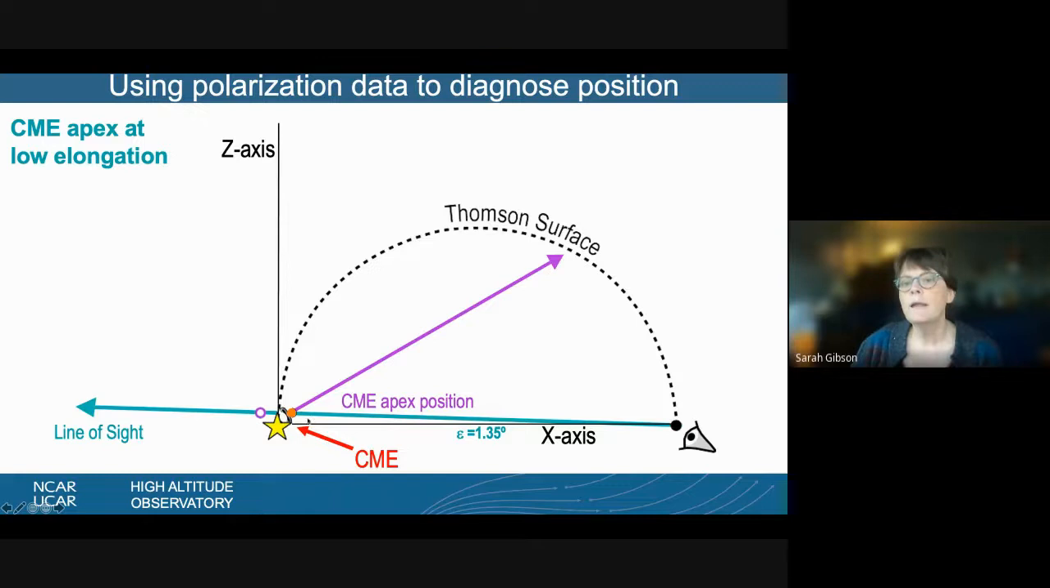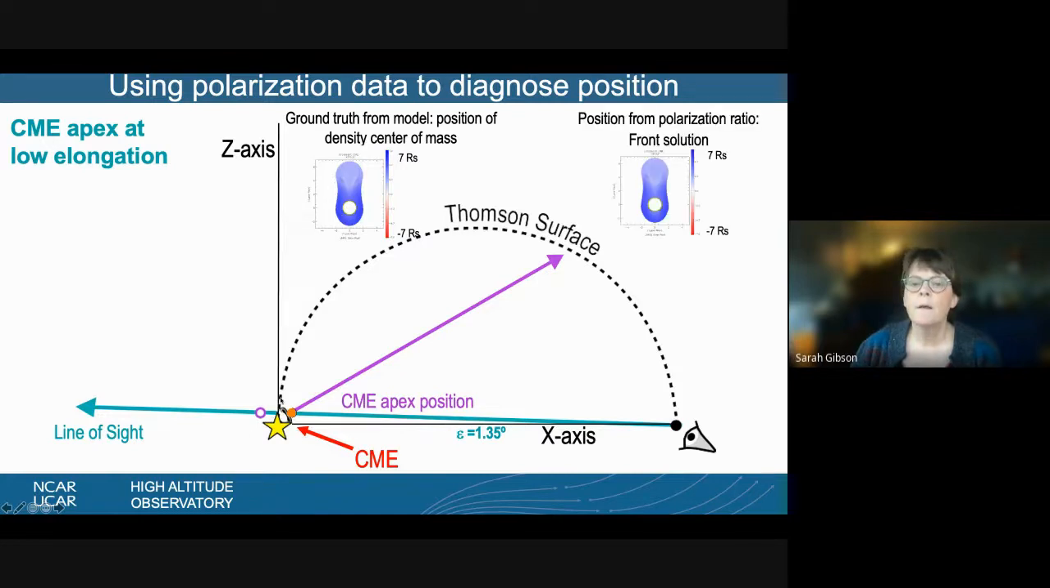So let's start with a line of sight at low elongation, intersecting the plane of sky close to the sun. There's a tiny little CME here with an apex position shown by an orange dot. Now, this is giving the ground truth from the Poisson model of the position of density center of mass. The color blue-red is showing that the bottom is a little bit farther from the plane of the sky, closer to the observer, than the top. When we do the polarization analysis, forward modeling the white light PB and B, we recover the position very well indeed. But there's an important caveat.